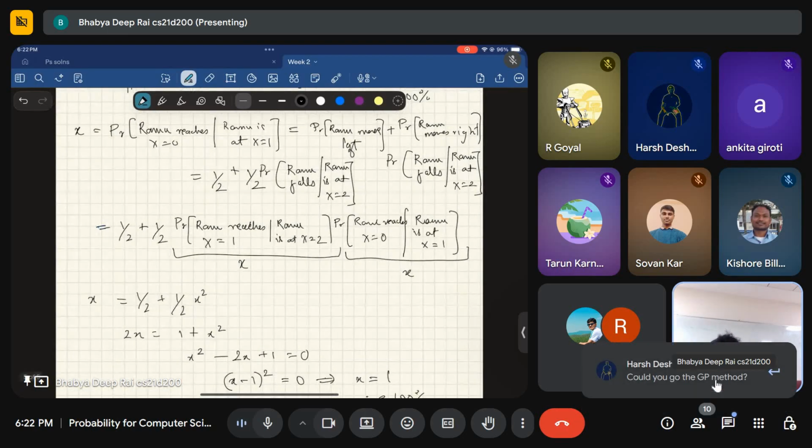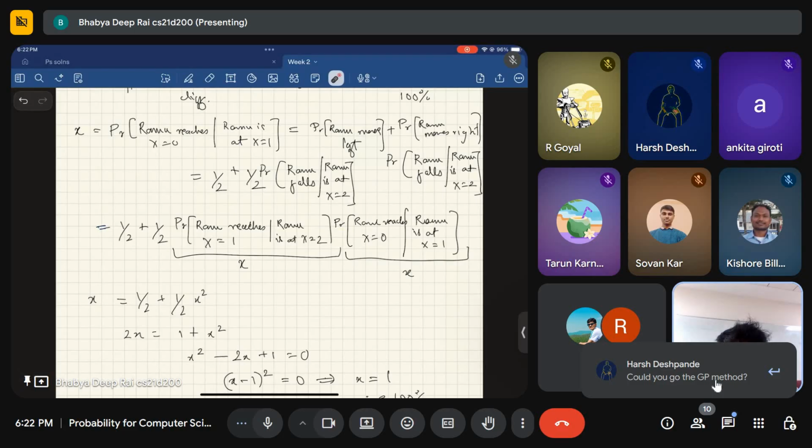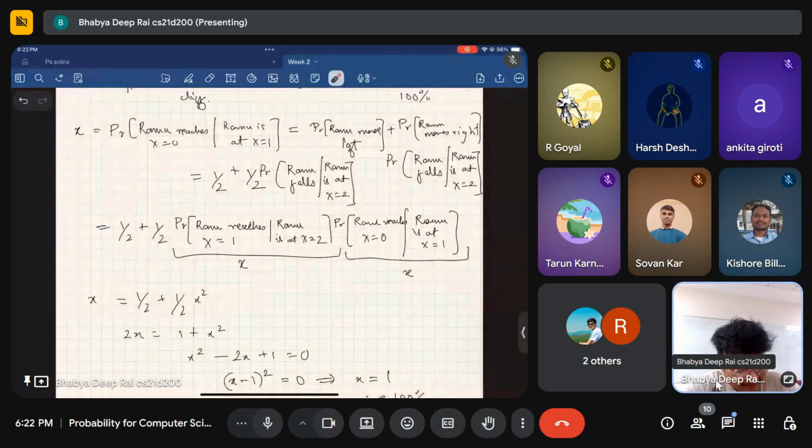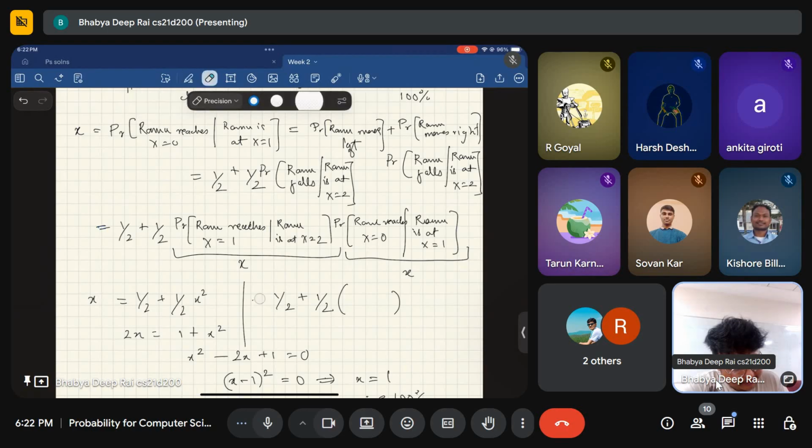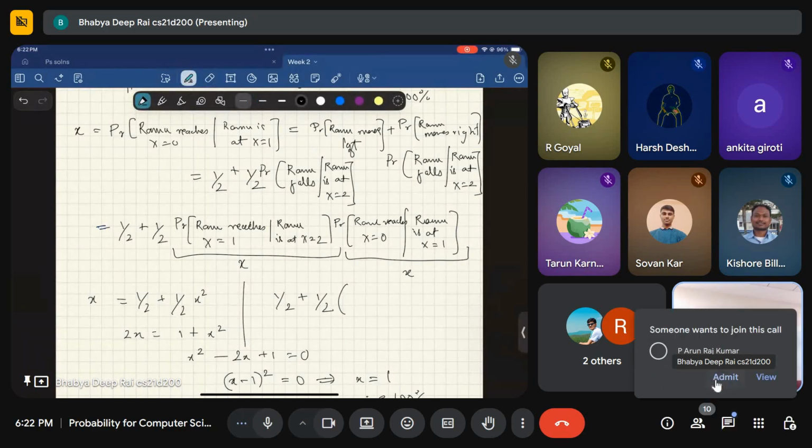So we are using, could you use the GP method? Okay, if we were to do the GP method, let's see. I would think that this would be equal to half plus half times, it's almost the same thing. So half times, here will be Ramu reaches x equals 1. So this will be half again plus one more. Sorry.